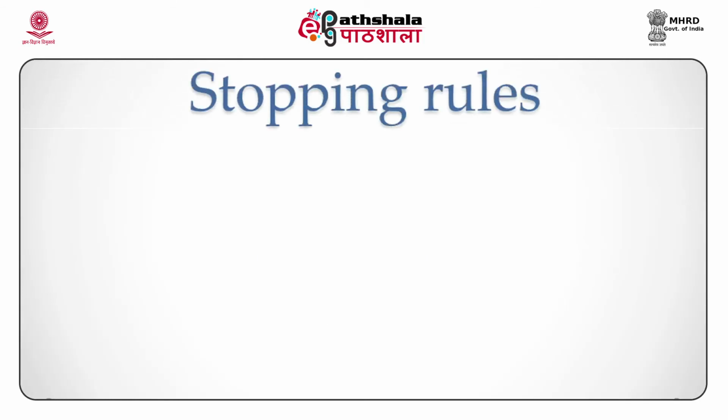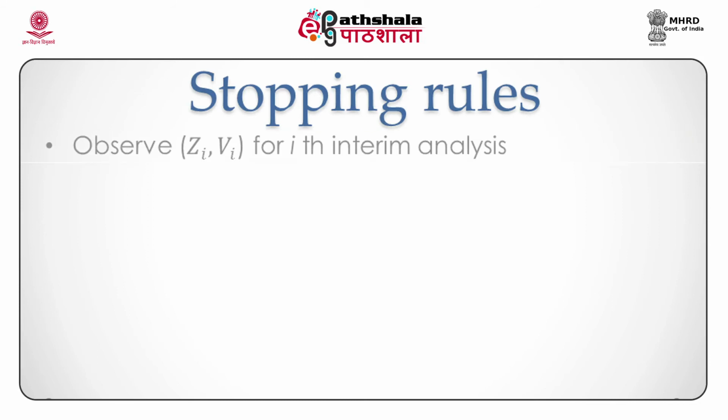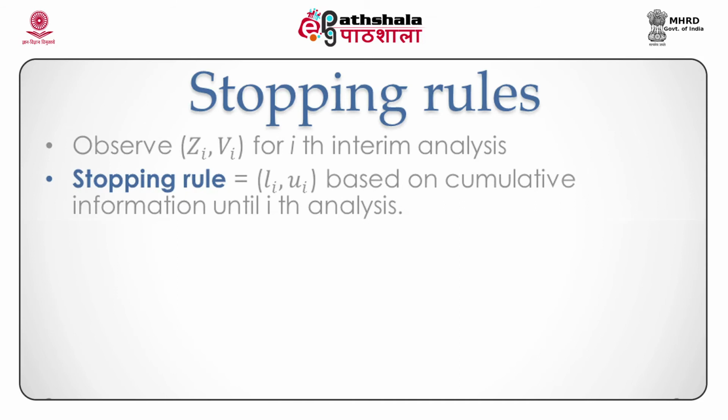So we shall assume that we have a series of interim analyses, and at each analysis we observe values Zi and Vi based on the cumulative data up to the ith interim analysis. Now, by a stopping rule, we mean a sequence of lower limits Li and upper limits Ui. Li and Ui are functions of V1, V2, ..., Vi, and they are used in the following way.